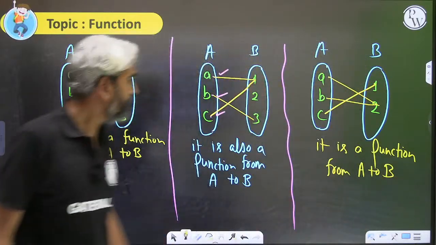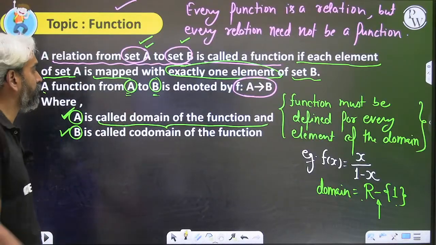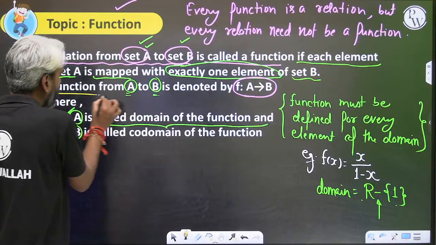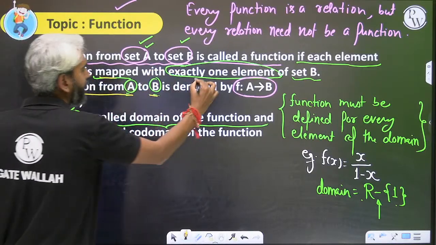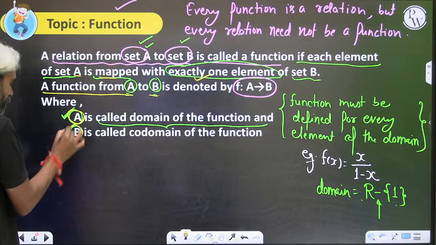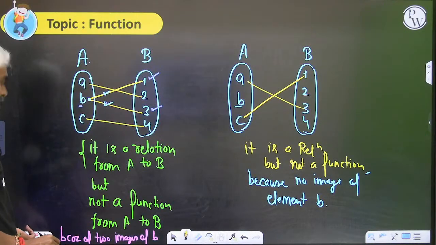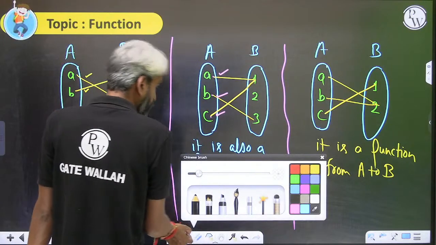So it is a simple concept that you don't need to think too much about. The simple concept is a relation will be a function from A to B if every element of set A is mapped with exactly one element of set B. A will be called the domain, B will be called the codomain. Now look at this particular example. So what is the codomain? Talk about that.